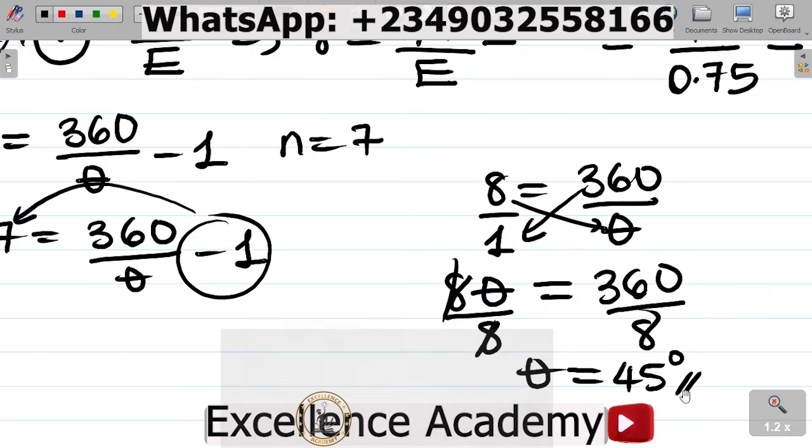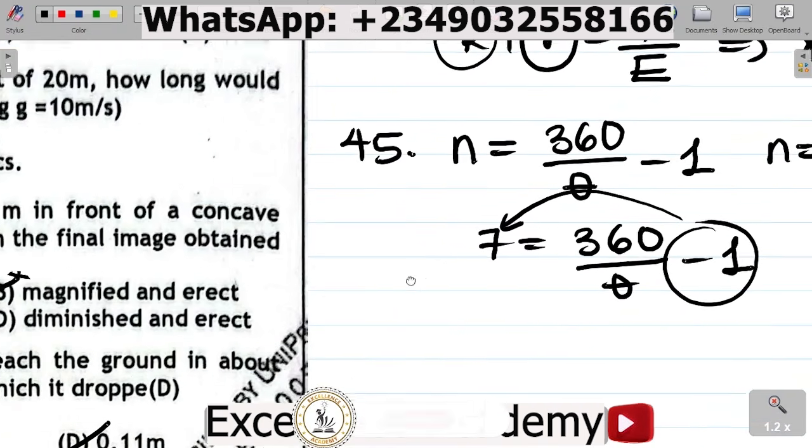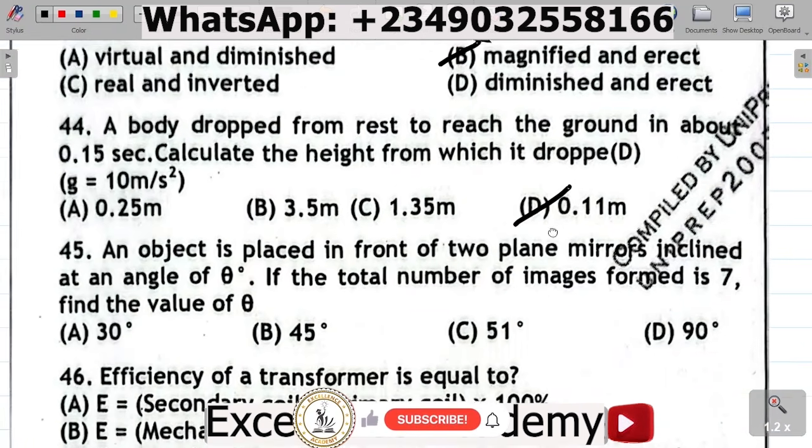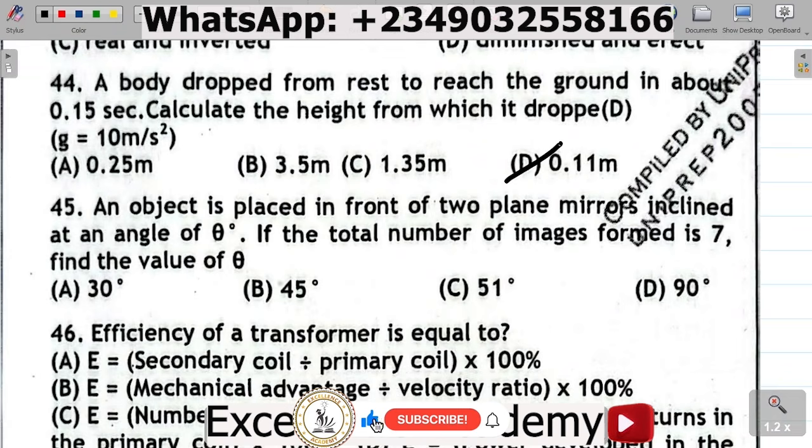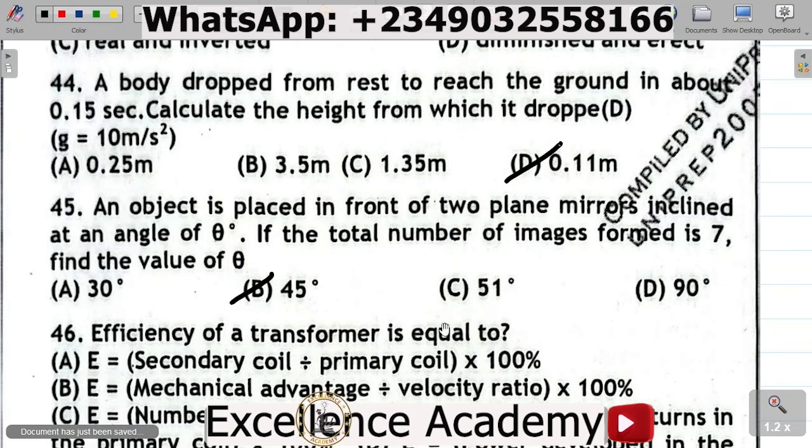So that means they must be placed at 45 degrees. So do we have 45 degrees there? Yep, that's option B, 45 degrees. So the value of theta here, that's the angle they have to be placed at for you to have 7 images, is 45 degrees.